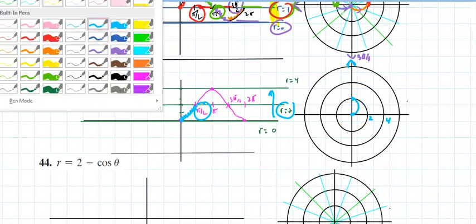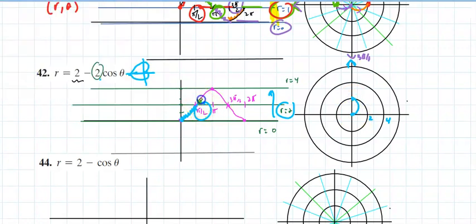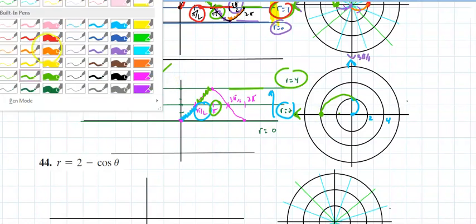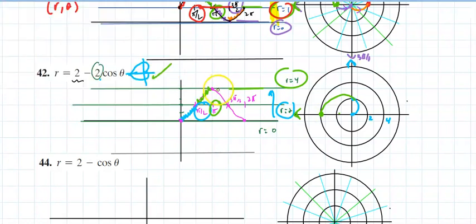And r keeps on increasing. By the time I hit pi, r will equal 4. There's pi. And there's 2, there's 4. Keeps on increasing. Pretty much I'm done. I know what the graph looks like. It's identical. I could just mimic the rest, or I could practice some more.